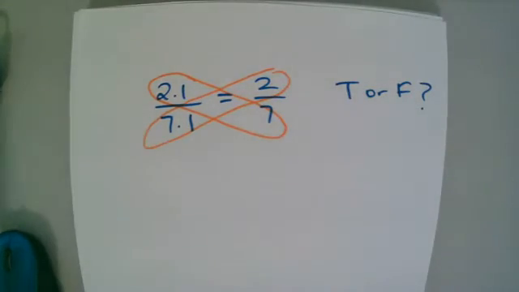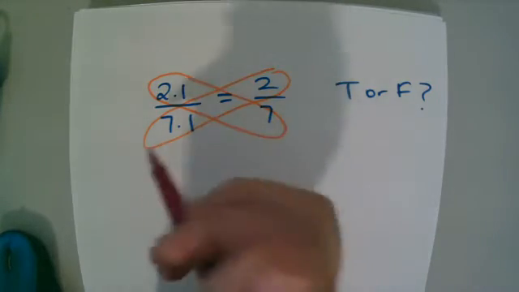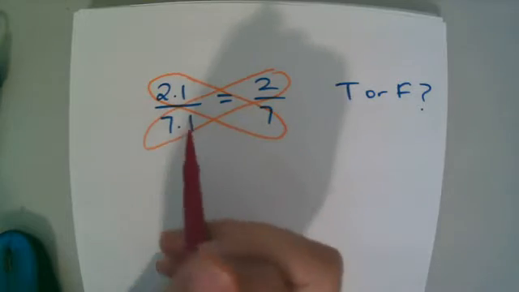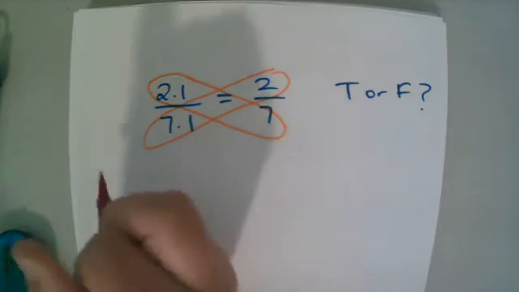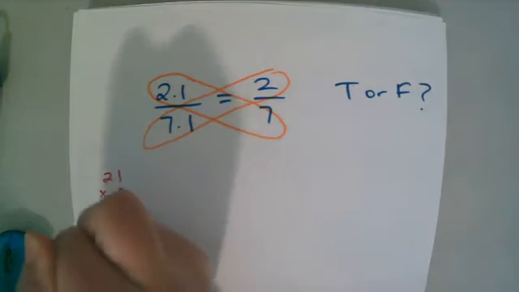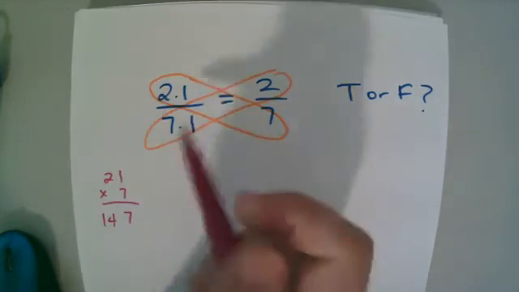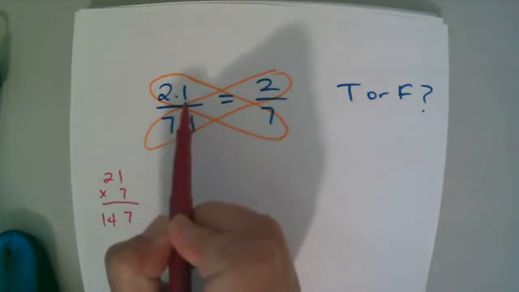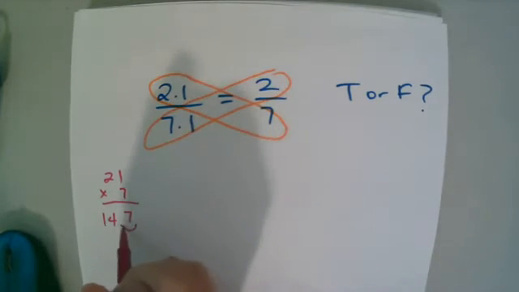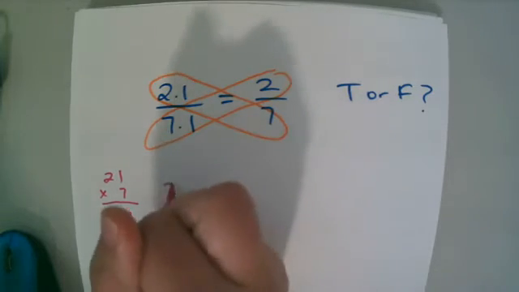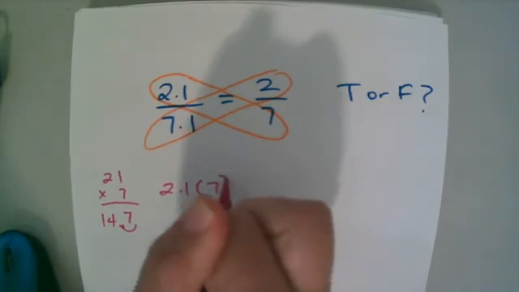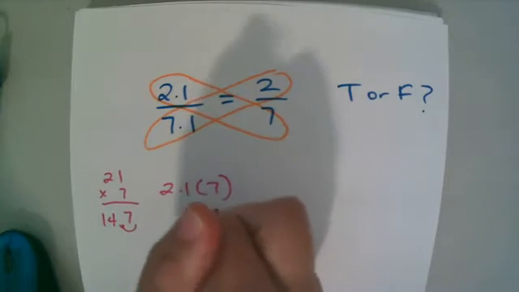Okay, and this is where you're going to have to remember the rules for multiplying decimals. So 2.1 times 7, remember we ditch the decimal, so actually it's 21 times 7, right? So 7 times 1 is 7, 2 times 7 is 14. There is one digit to the right of the decimal, so it's 14.7. So 2.1 times 7 equals 14.7.